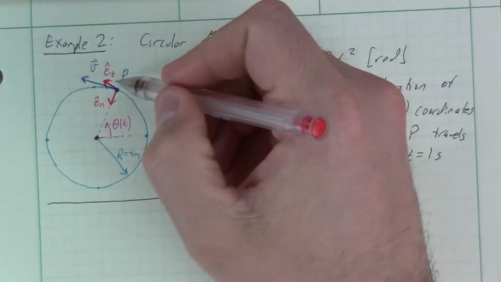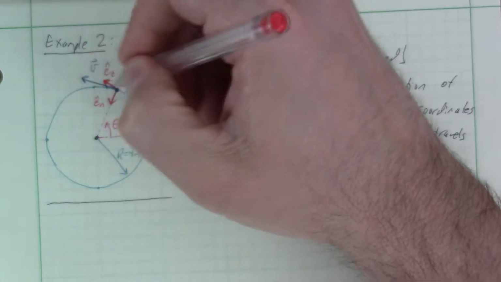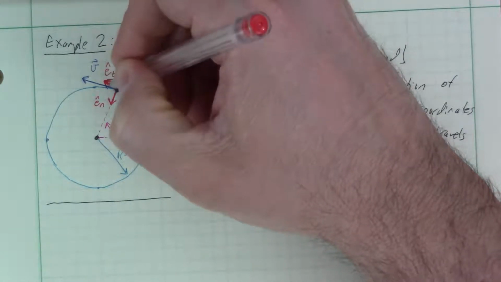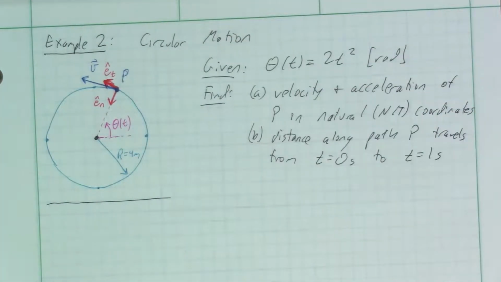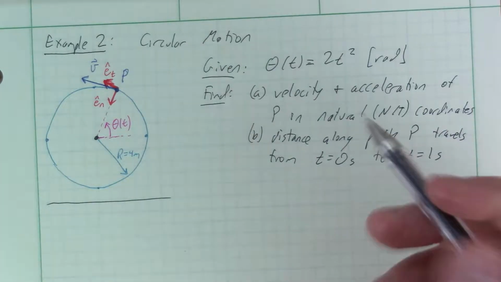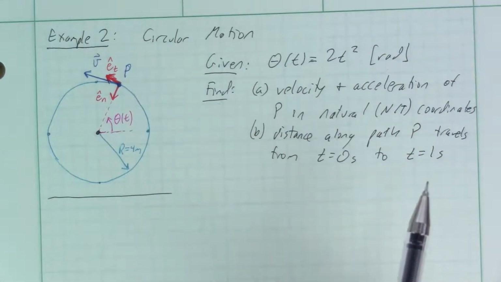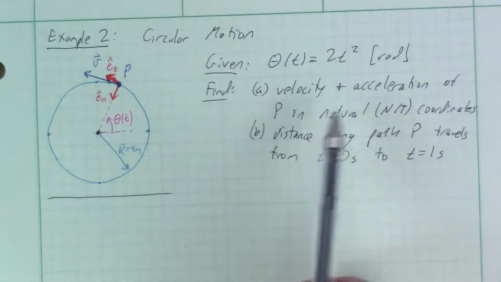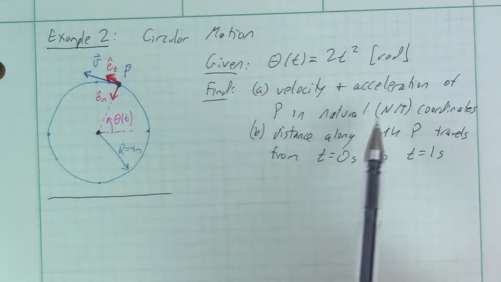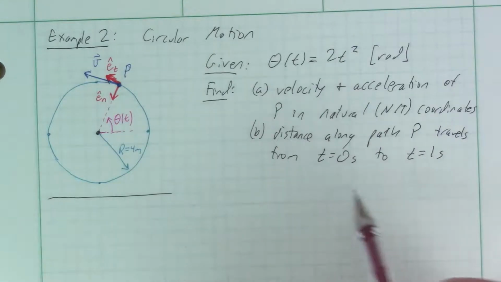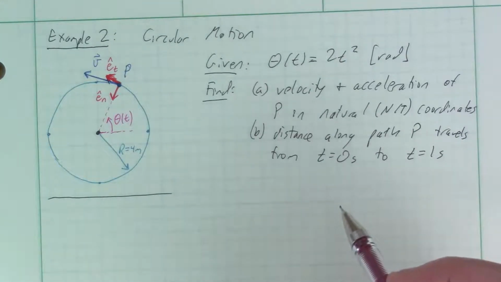So instead of i and j, we have this tangential component, which is right in line with the velocity. This is definitely parallel to the velocity by definition, and then there is a component perfectly normal to it. So it's tangential to the motion and normal to the motion. What we want to find here, with the specified function for the angle theta in time, is to determine the velocity and acceleration of this point P in these natural coordinates, and then how far along this path the particle travels in 1 second, from time 0 to time 1.